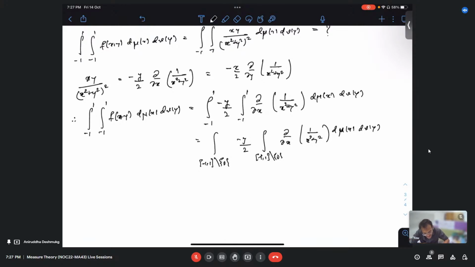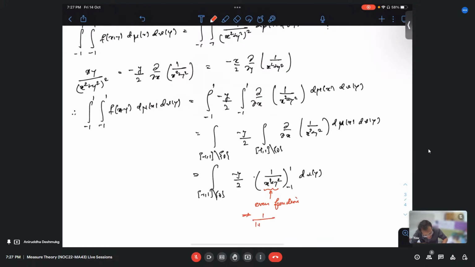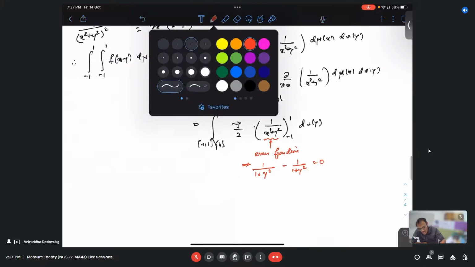So I am just removing one point from the integral. It doesn't matter. The value is still the same. This is integral minus 1 to 1 minus 0, minus y by 2. And now I can use the fundamental theorem to get 1 over x square plus y square from minus 1 to 1, d mu y. But this is an even function. The inner part is an even function. That implies that if I substitute 1, it is 1 over 1 plus y square. If I substitute minus 1, it is still 1 over 1 plus y square, so the difference is 0. So minus y by 2 into 0, that is 0.